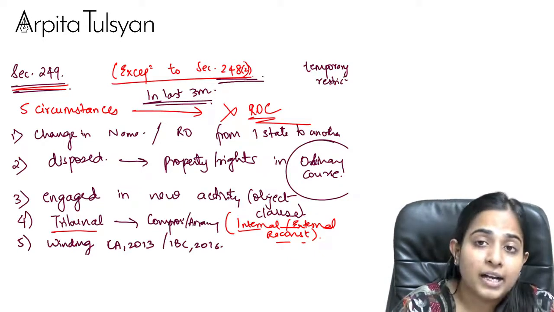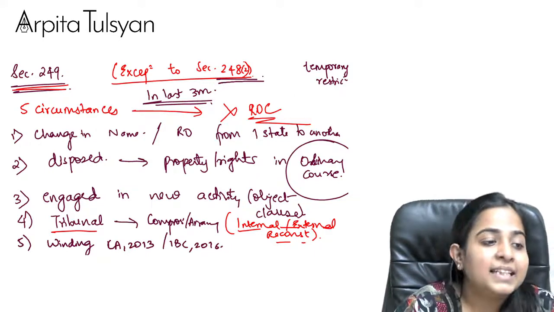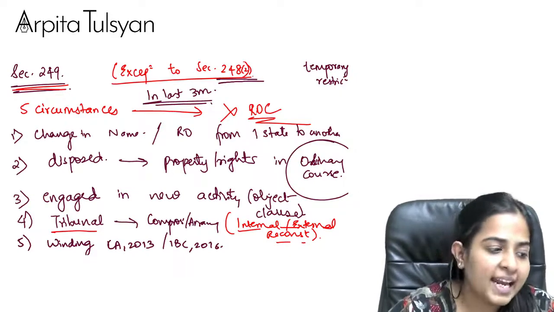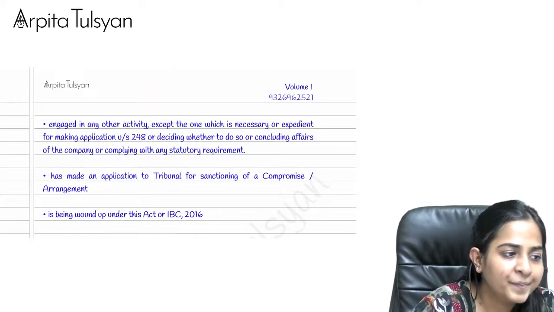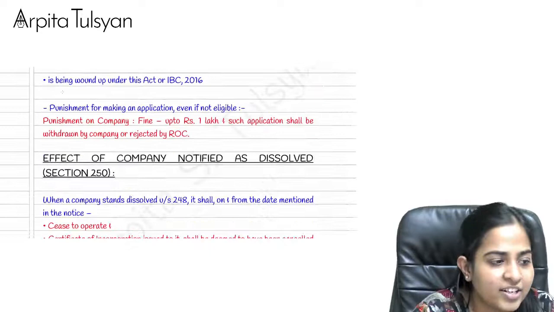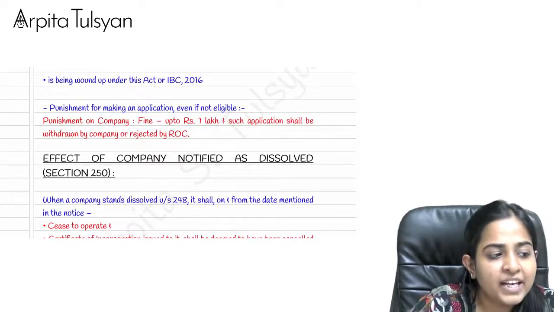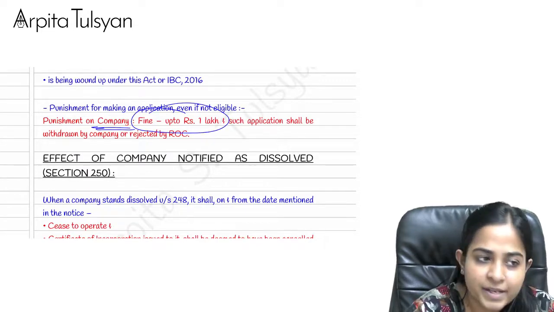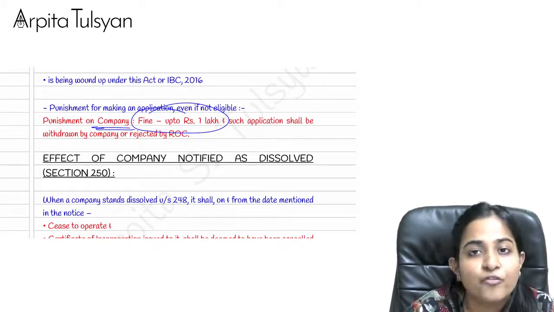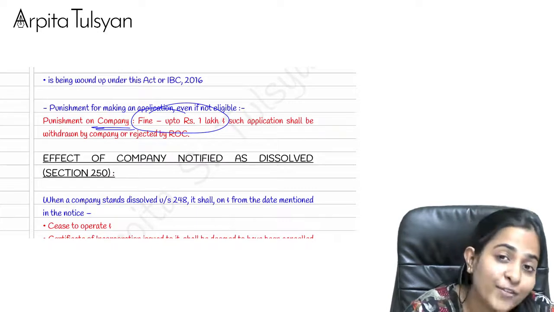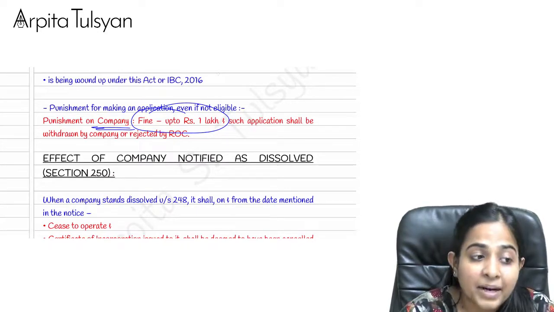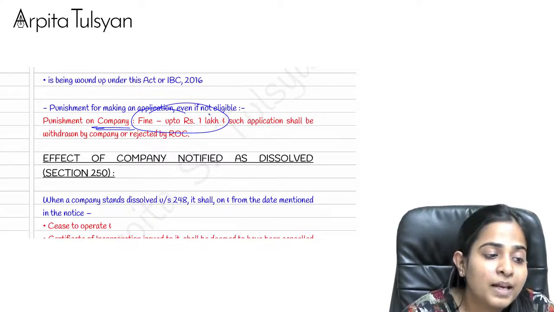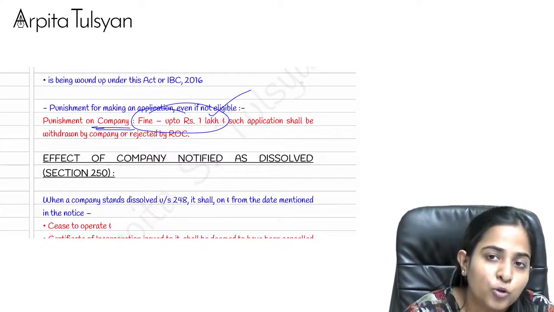Achha, even after knowing that 3 months have not elapsed, if you still make an application, can I say there is a contravention? Yes, there is a contravention of section 249. If there is a contravention, the company will be liable for a fine up to rupees 1 lakh and the company will have to withdraw that application because it has to wait for a period of 3 months. But additionally, withdrawing the application is one thing. Plus, it will also be liable for a fine up to rupees 1 lakh.